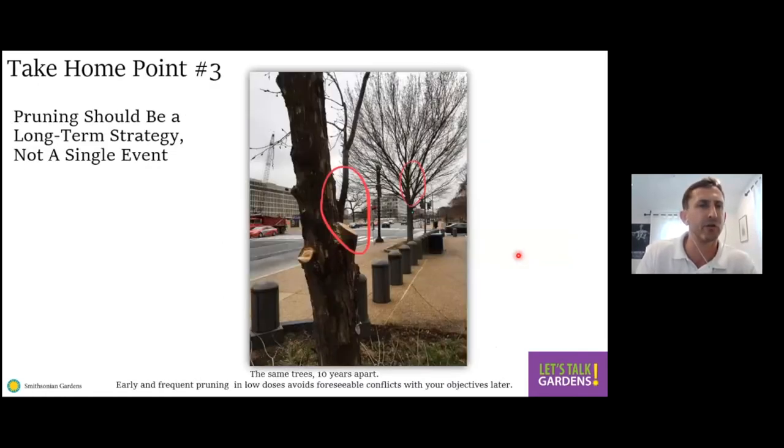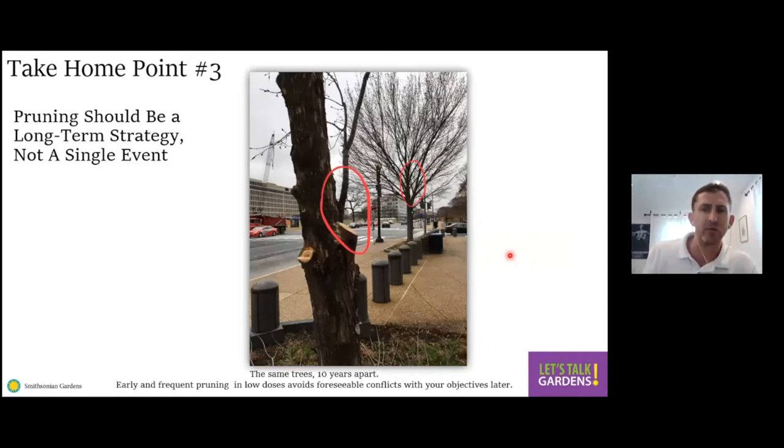And then my final, third take-home point is pruning is a long-term strategy. We need to think of pruning as proactively building the trees we want rather than a reactive overnight fix to a situation that's likely been developing for years.